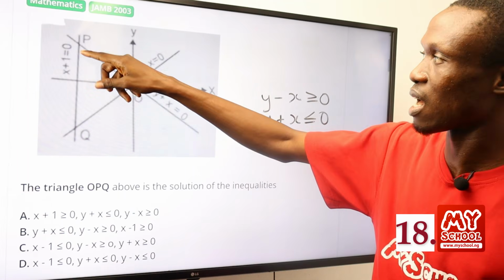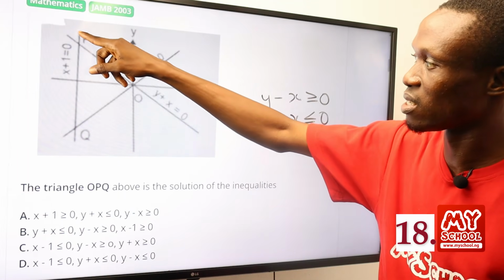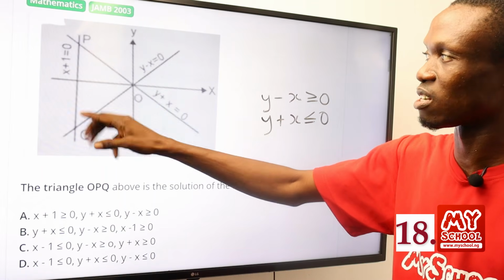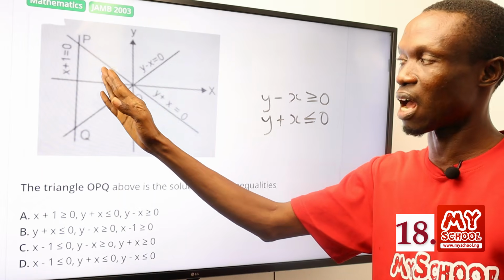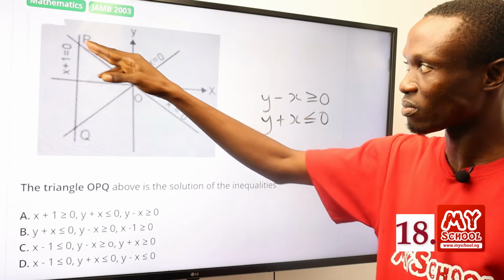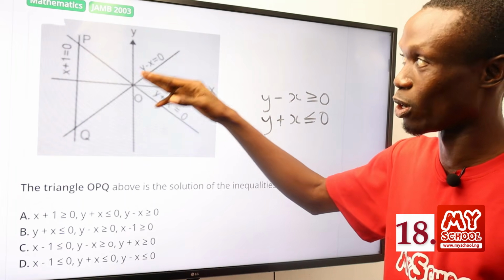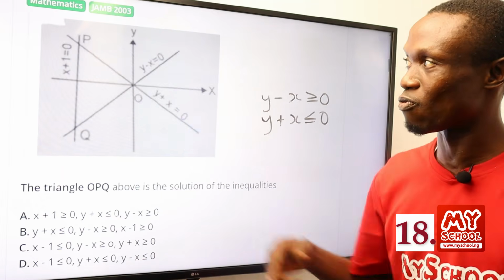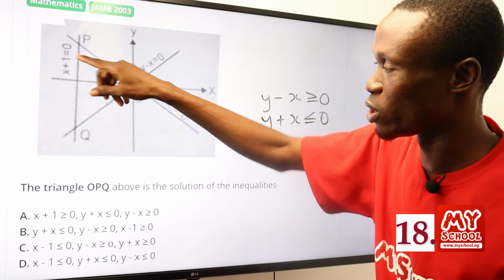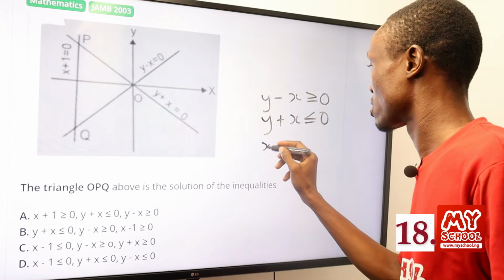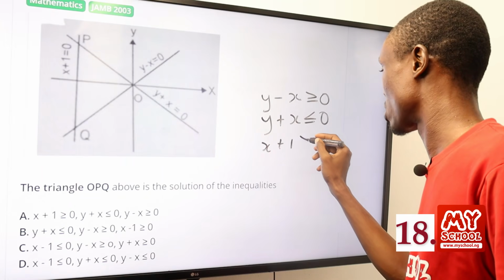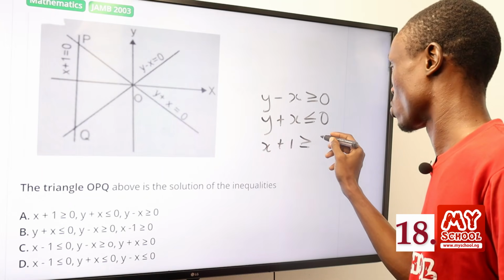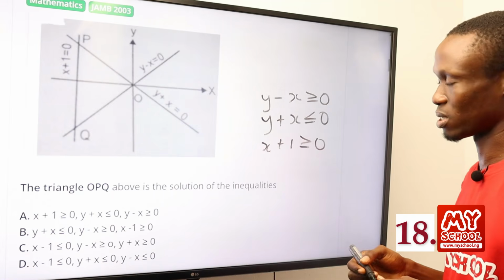Now let's consider the last line, which is this. If you look at this line carefully, you discover that the front, which is this side, is involved in drawing this triangle, not the back. So since the front is involved, this equation here will change to x plus 1 is greater than or equal to 0. So that is just it, right?